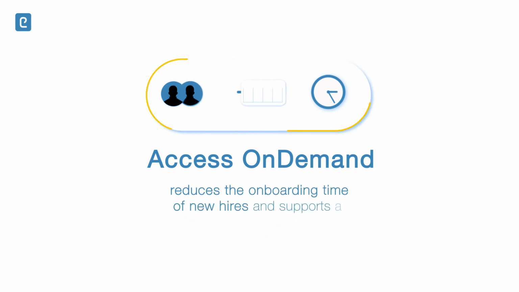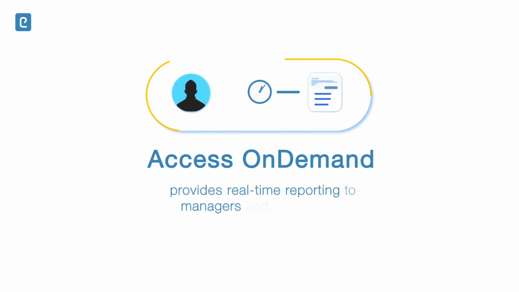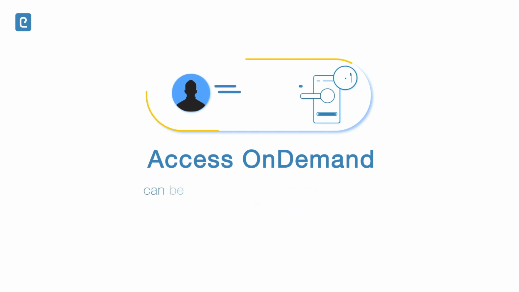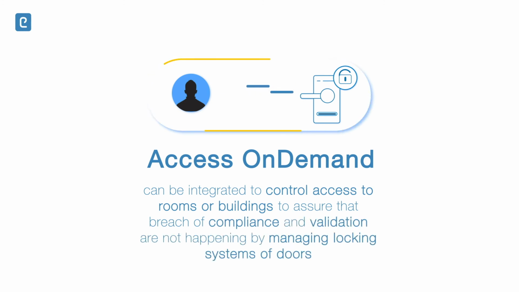Access on Demand reduces the onboarding time of new hires and supports faster staff augmentation. Access on Demand provides real-time reporting to managers and supervisors. Access on Demand can be integrated to control access to rooms or buildings to assure that breach of compliance and validation are not happening by managing locking systems of doors.